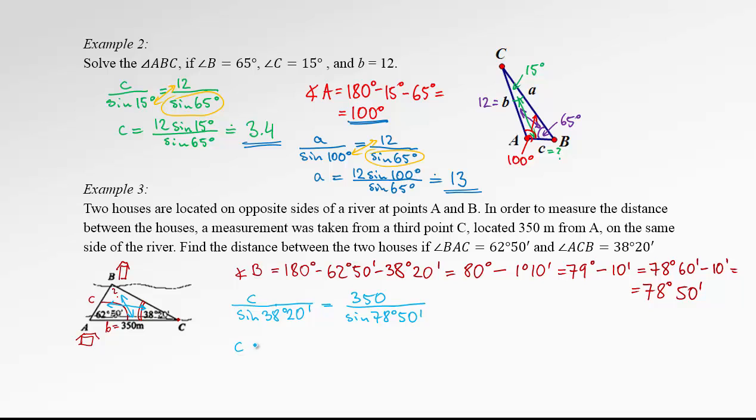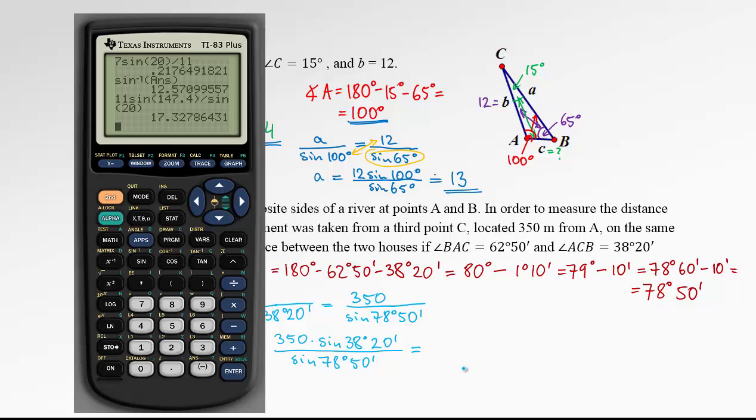Okay, now c by itself is multiply the values that we see across. So it's 350 times sine of 38 degrees 20 minutes, everything over sine of 78 degrees 50 minutes. Okay, one more time, let's see how we can evaluate this expression on the calculator.